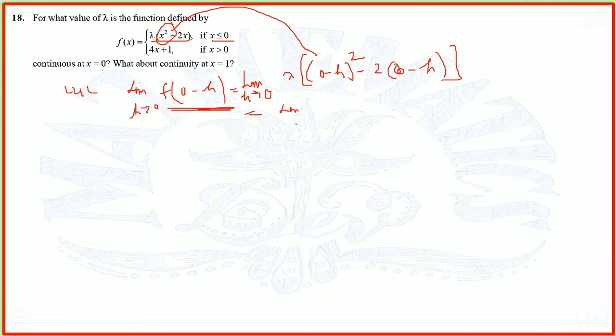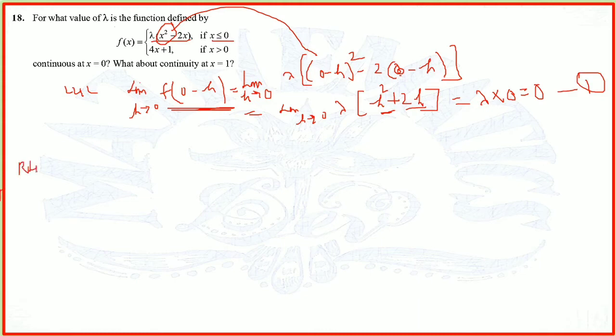So limit h tends to 0 of lambda times 0 minus h, and minus h whole square is plus h square, then 0 minus h, and minus into minus gives plus 2h. Now solving for the limit, since h is present in both the terms, the overall value of this function will be 0. So lambda into 0 is equal to 0, equation number 1.